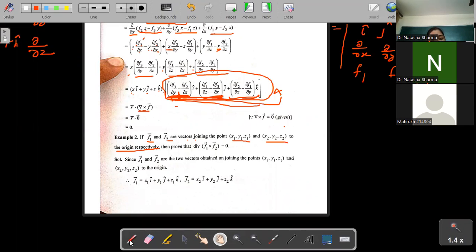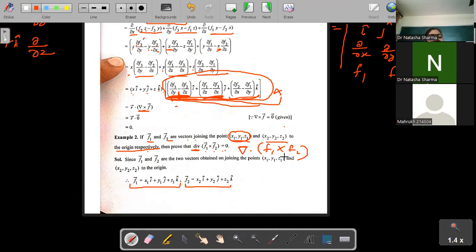So if I go to next question, example number 2 says if f1 and f2 are vectors joining the points. So f1 joins this vector with the origin. So obviously f1 vector will be x1 i cap plus y1 j cap plus z1 k cap, and f2 vector will be this. So what you have to prove? You have to prove that the divergence of f1 cross f2 is 0. So you see, divergence is nothing but del dot f1 cross f2.